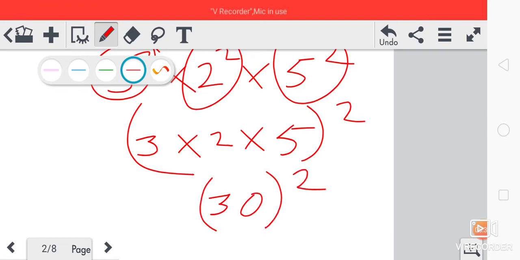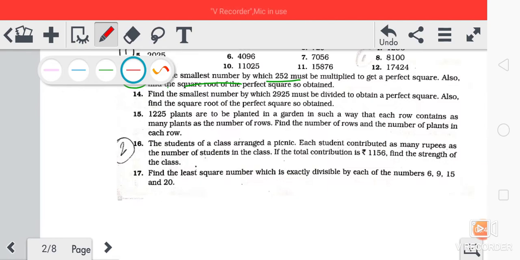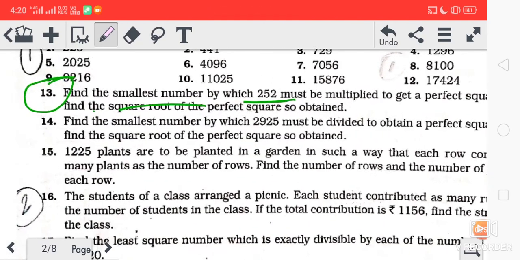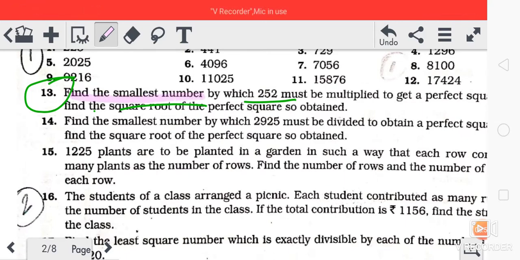Okay, so this way we can make it. Now come to the question of your book. So what is the question of your book? Just look here, pay attention here. Find the smallest number by which 252 must be multiplied to get a perfect square, and find the square root of the perfect square.